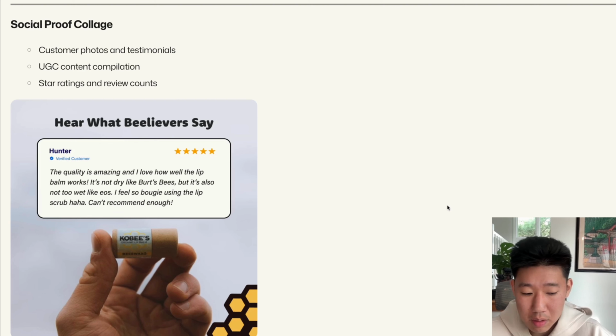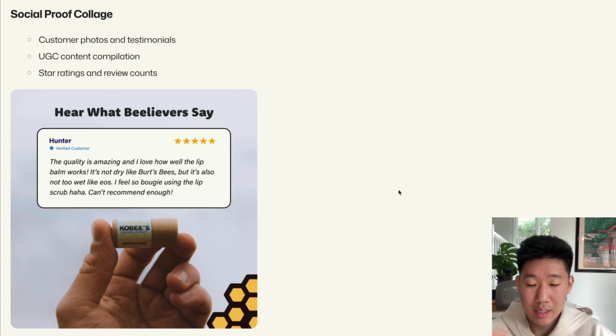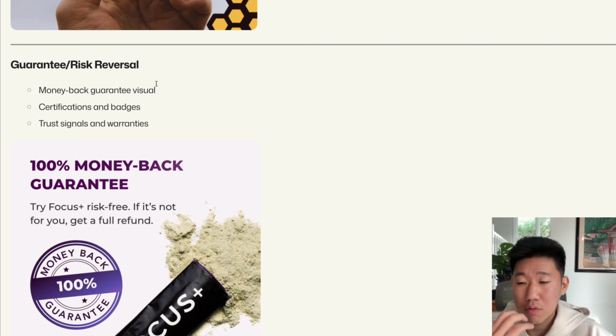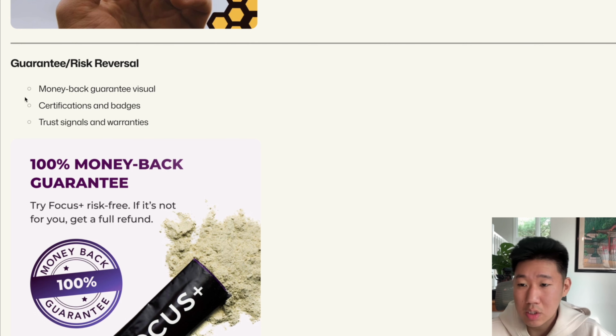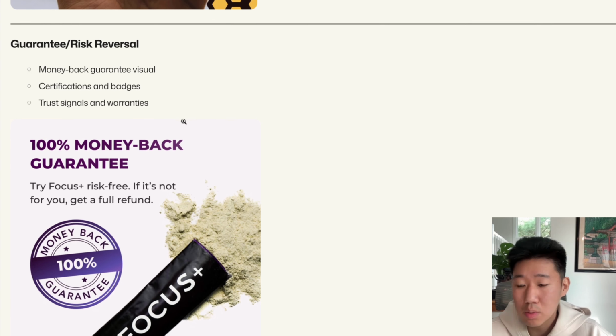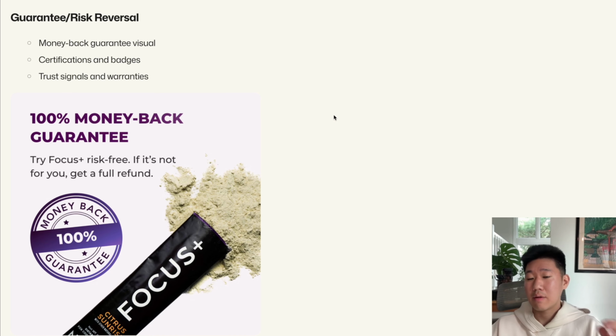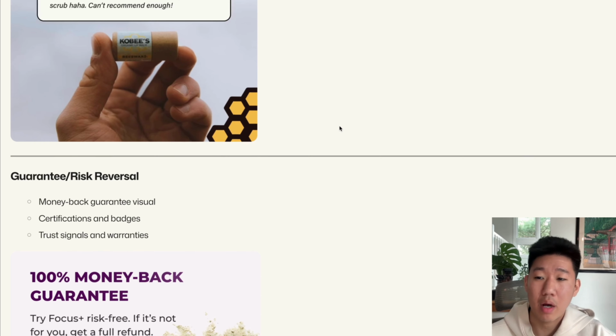So the more similar the review that you feature is to your ideal shopper, the better, because then that shopper will feel, this can work, but more importantly, this can work for someone like me. And the last is a risk reversal guarantee. So money back guarantee, certification badges, trust signals, warranties, whatever you can do to lower that friction of purchasing. So that's number one, the first one: increasing and improving your product images.